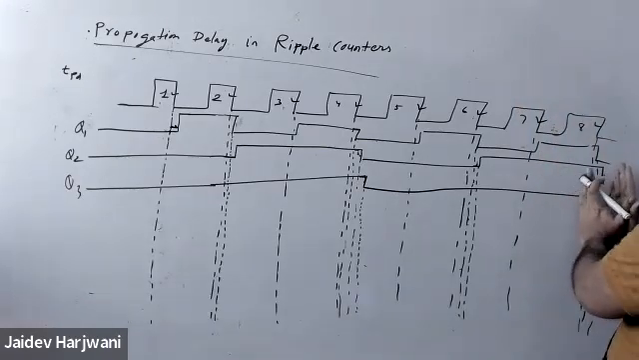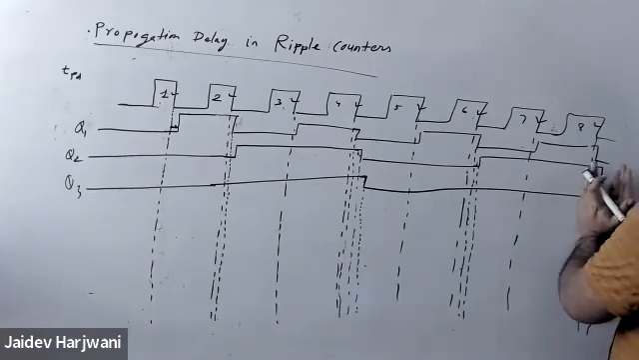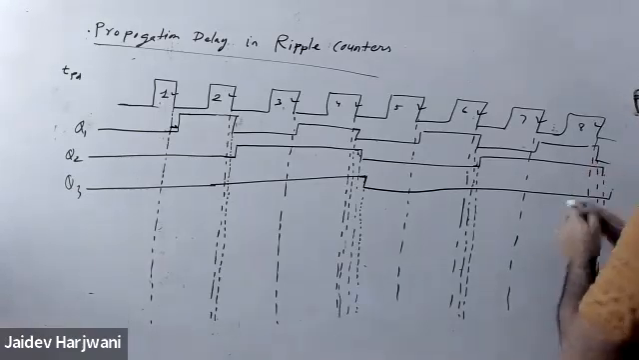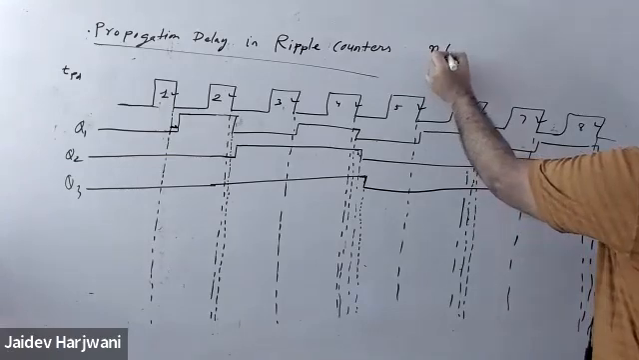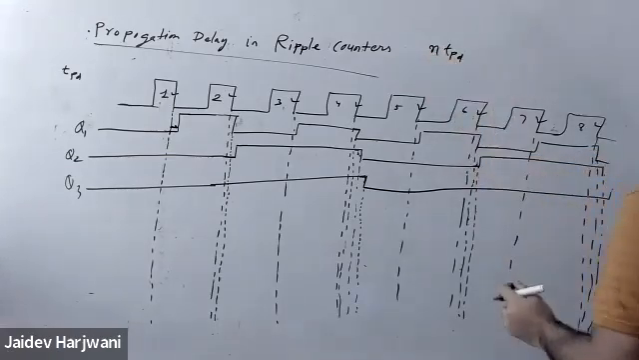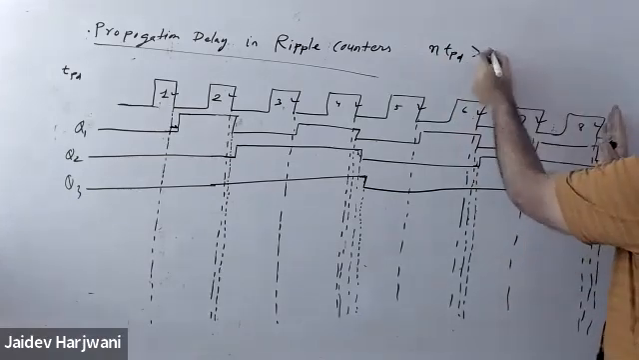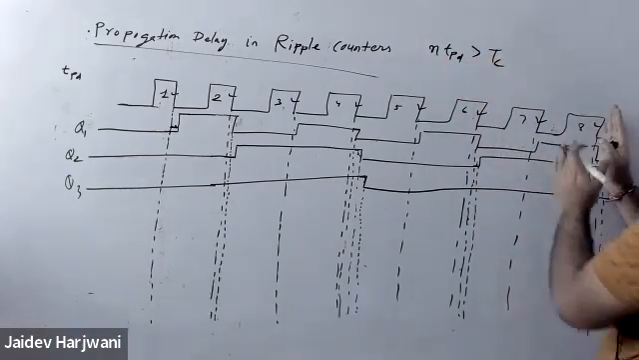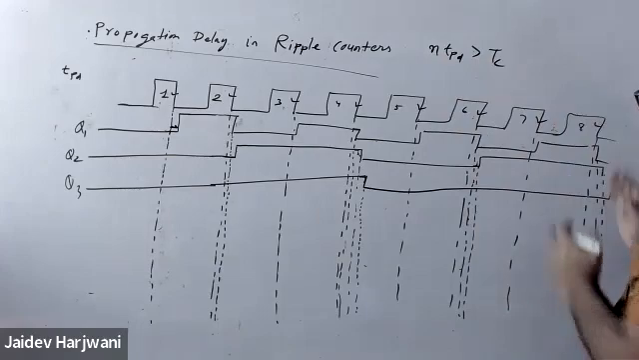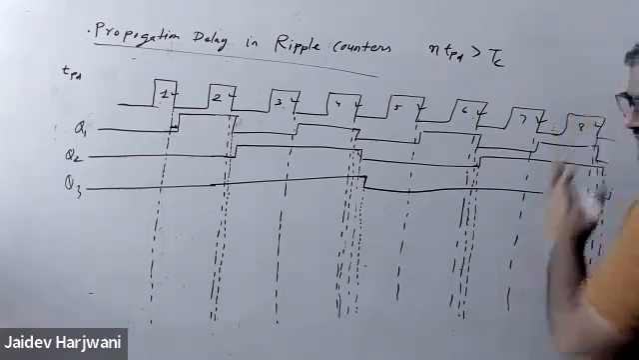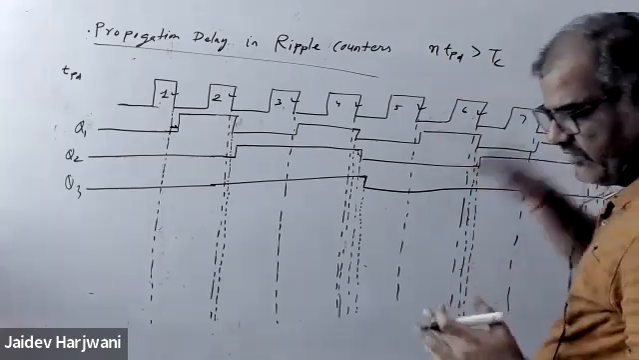So this delay, TPD: suppose there are n transitions, the delay will be n TPD. That will become greater than the time period of the clock, and then one of the terms will be missed. It will not count.